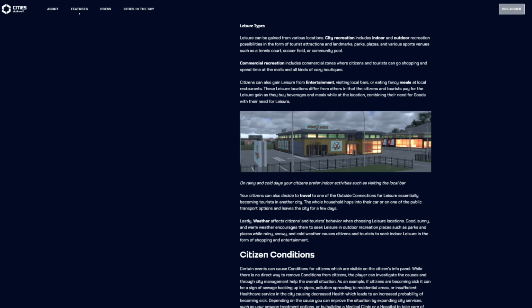Good, sunny, and warm weather encourages them to seek leisure in outdoor recreation places such as parks and plazas, while rainy, snowy, and cold weather causes citizens and tourists to seek indoor leisure in the form of shopping and entertainment. Cool. Yeah, we just went over that.